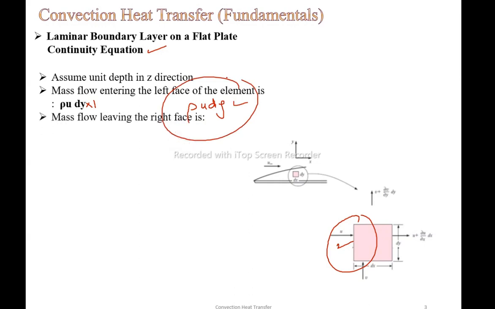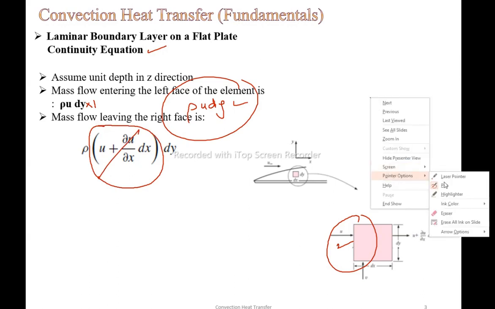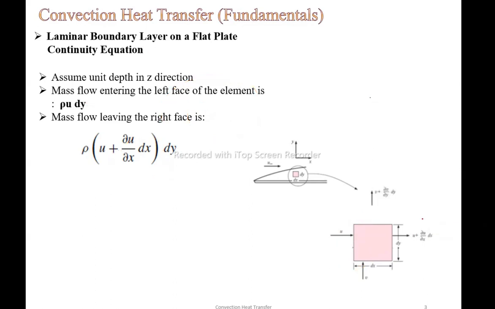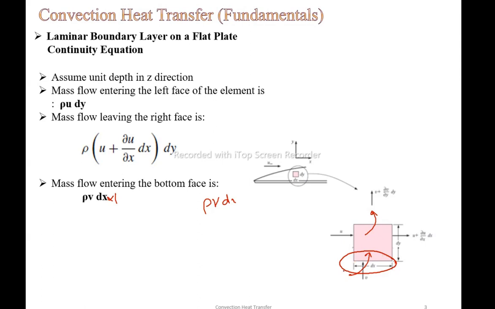Likewise, the mass flow leaving the right face would be equal to this. You don't know whether you have an increment or decrement. If the velocity is constant, this term vanishes, so it depends. So this is the mass flow leaving the right face. Likewise, the mass flow entering the bottom face, with area dx times unit depth. Fine. And the mass flow leaving the top face will be like this.